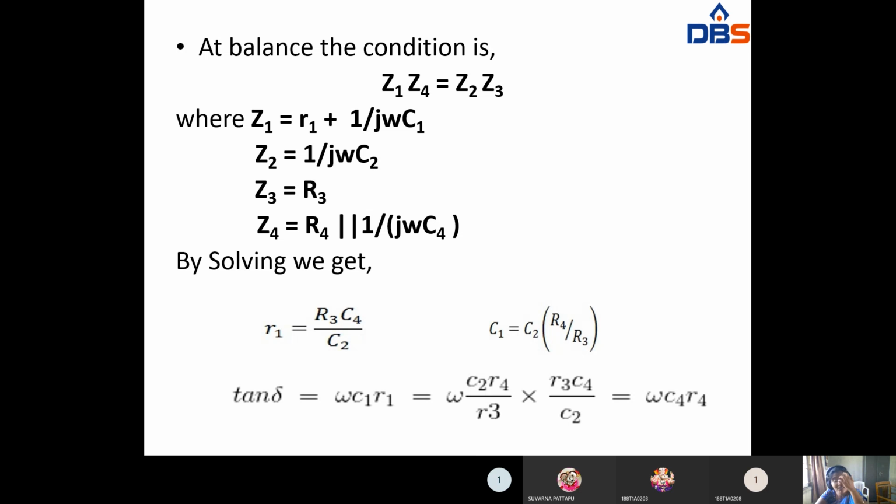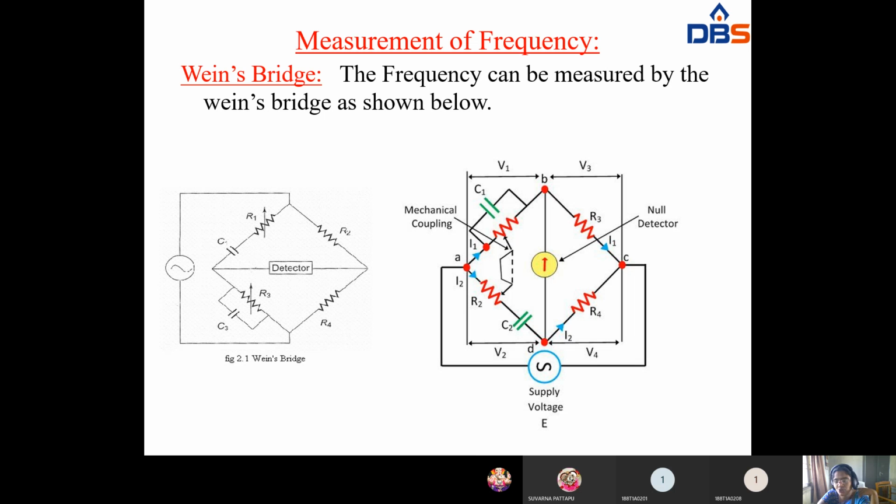From this you have to find tan delta, where delta means angle. So the angle is omega C1 R1. In the R1 place you put R3 C4 by C2, and C1 means C2 R4 by R3. By solving this, R3 will be cancelled, C2 will be cancelled, and finally you get omega C4 R4. This is the Schering bridge, which is used to measure the capacitance value.